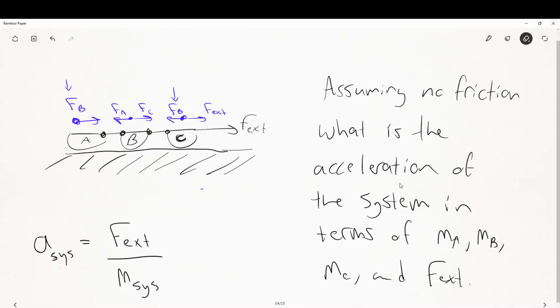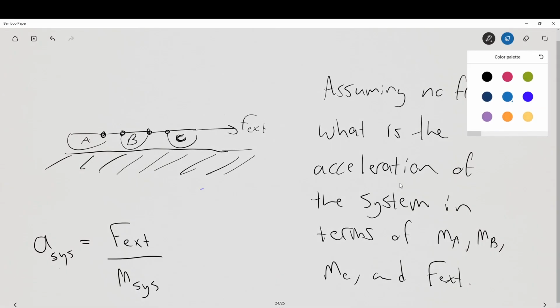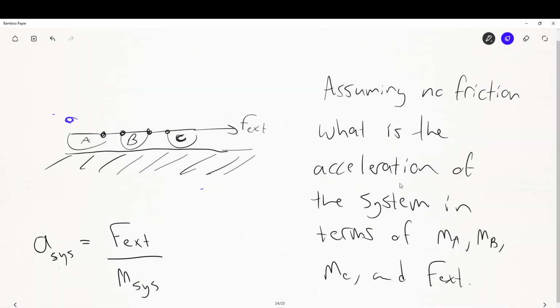So let's make the notation a little more sophisticated. We're going to say that this is the force that B exerts on A, like that. Then there's going to be the force that A exerts on B, and the force that C exerts on B. And finally, we're going to have the force that B exerts on C, and we're going to have the external force.